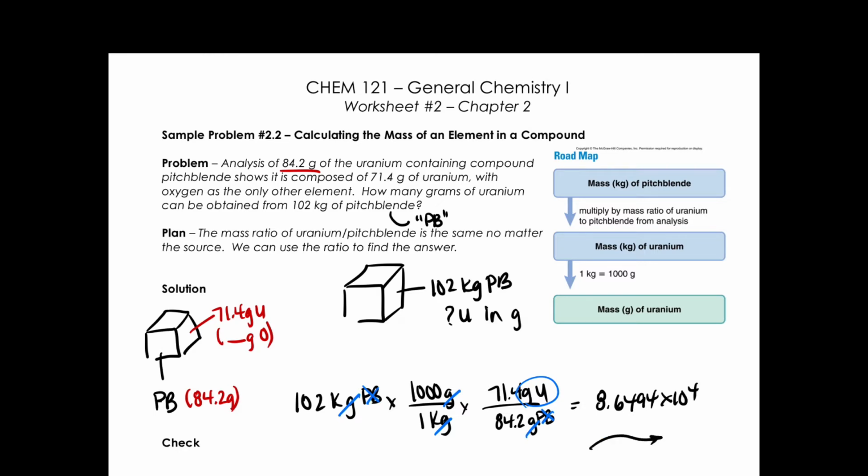If I take this to the correct number of significant figures, which we can see from the values provided, everything has 3 significant figures, so it's going to be 8.65 times 10 to the fourth grams of uranium. So if we think about this, our little cube here was 102,000 grams of pitchblende, and we're saying that it's 86,500 grams of uranium. And if we think about the ratio that we had over here to start, that appears to be about the same ratio. So at least from our logic check, that checks out.